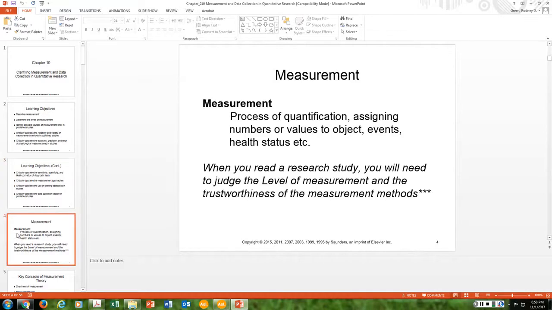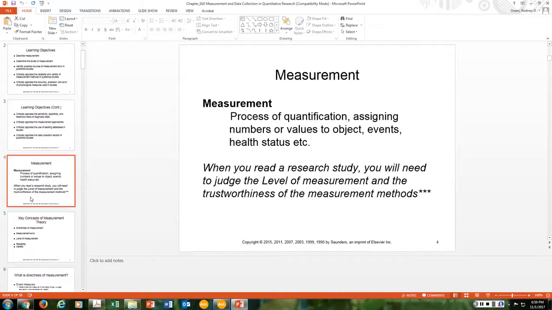So let us begin. What is measurement? You know, measurement has been around for centuries. Even the Bible talks about measurement, and measurement was in practice way before the AD. So measurement is the process of quantification, assigning numbers or values to objects, events, health status.